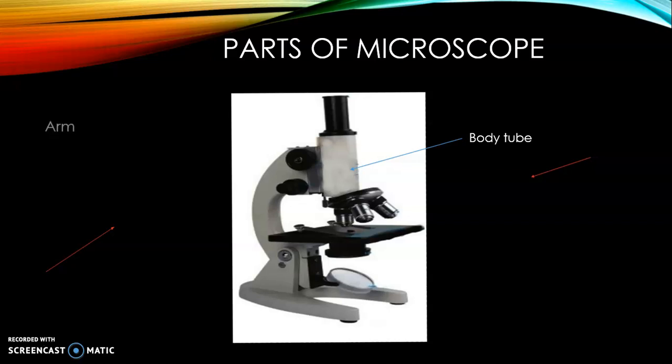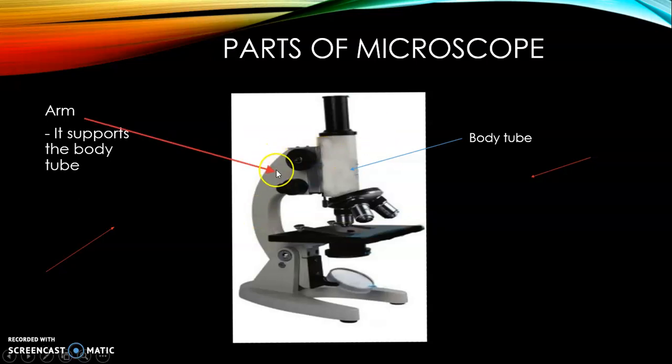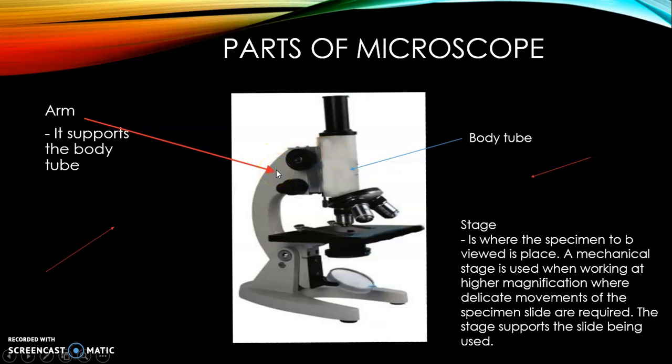Another, this part is the arm. It supports the body tube. Another, the stage. This one is the stage. The stage is where the specimen to be viewed is placed. A mechanical stage is used when working at higher magnification, where delicate movement of the specimen slide is required. The stage supports the slide being used.